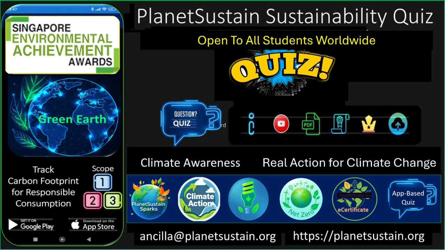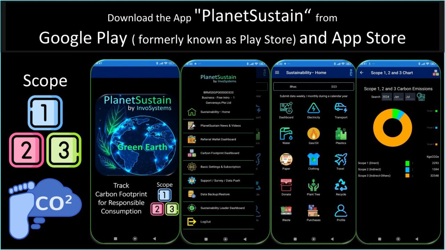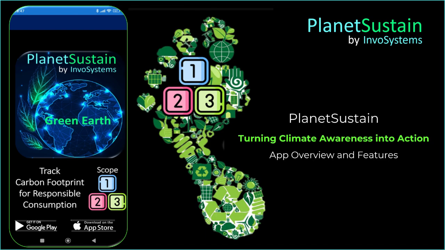Step-by-step instructions for participation. 1. App installation and login. Download the PlanetSustain app from the Google Play Store or Apple App Store. Register and log in using membership ID and password. Log in at least 3 days before the quiz to ensure everything works properly. 2. Get familiar with the app. Explore and understand the basic features of the app needed for the quiz.